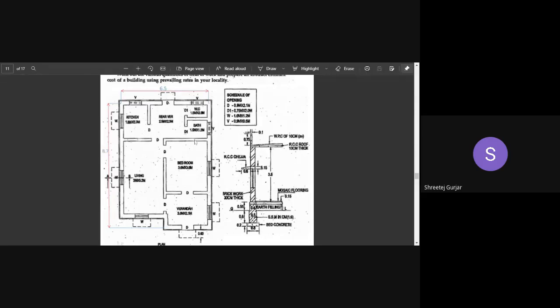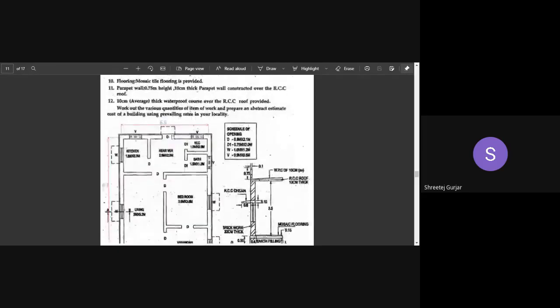So this is about the details of your plan. First and foremost, they have not mentioned which method to use for calculating the quantities, whether we have to use the center line method or the long wall short wall method. Since it is not mentioned, we will go by the center line method. We will solve this numerical using the center line method.